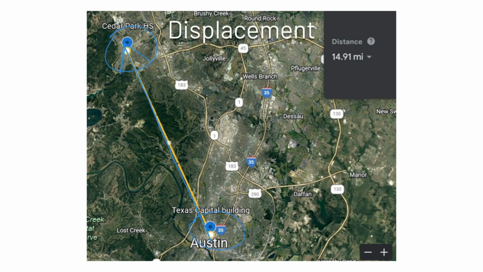So the directionality matters. Notice that the amount of distance that we traveled is about 15 miles. The other distance, when we were talking about just the distance, when we went up 35 and transferred to Mopac, or 183 it looks like now, was about 25 miles. So distance is longer, displacement is often shorter. Displacement is always a straight line, and it is a vector. So the direction that we go in is important.